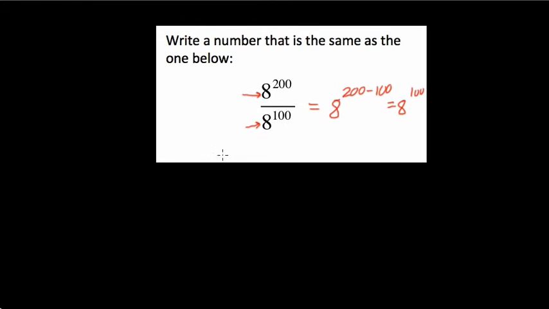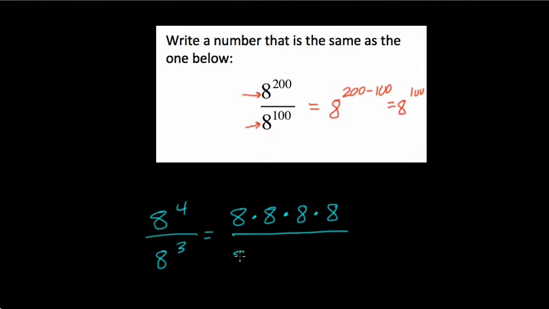If you think about what's happening, first of all, on a smaller scale, if you had 8 to the 4th over 8 to the 3rd, well, this is like having 8 times 8 times 8 times 8 in the numerator. And then down here, it's like having 8 times 8 times 8. And remember that the fraction sign here means division. So we're dividing, right? And every pair of 8s that we divide cancel out to 1.